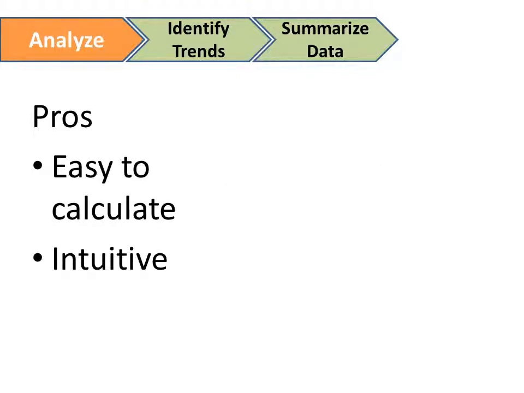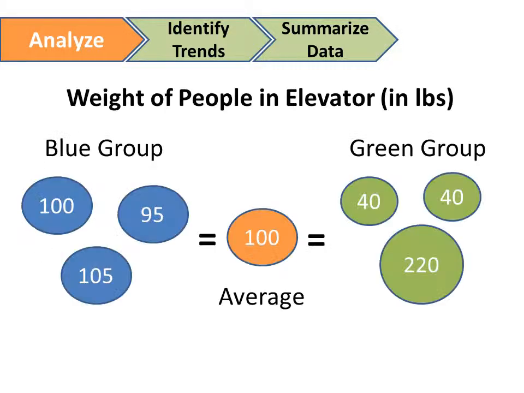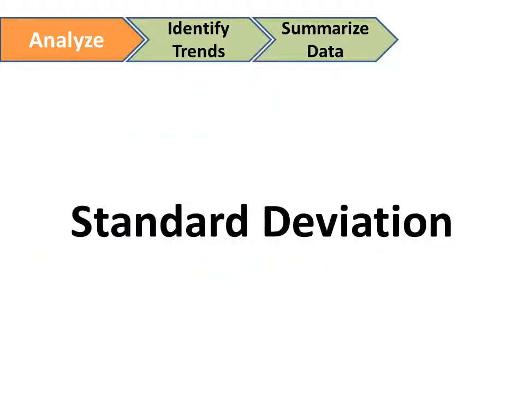Averages are powerful because they provide an easy and intuitive way to summarize data, but they can be skewed by outliers, in which case the average probably isn't a good summary of your data. For example, both these data sets give the same average, but this is only a good summary for the blue group. It hides a lot of information about the green group because the values are so different.